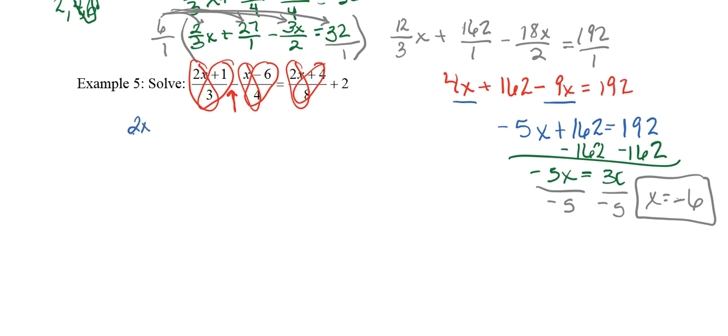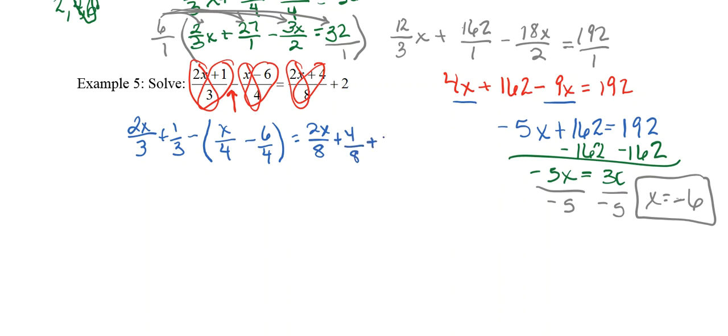So it's 2x over 3 plus 1 over 3. I'm going to leave the subtraction there, but I'm actually going to add the parentheses for a second, because I'm really worried about us making a mistake with that, so I'm going to take care of it. So I'm going to go x over 4 minus 6 over 4. So I'm splitting all of these into two fractions. 2x over 8 plus 4 over 8, and then we have the 2 on the end.